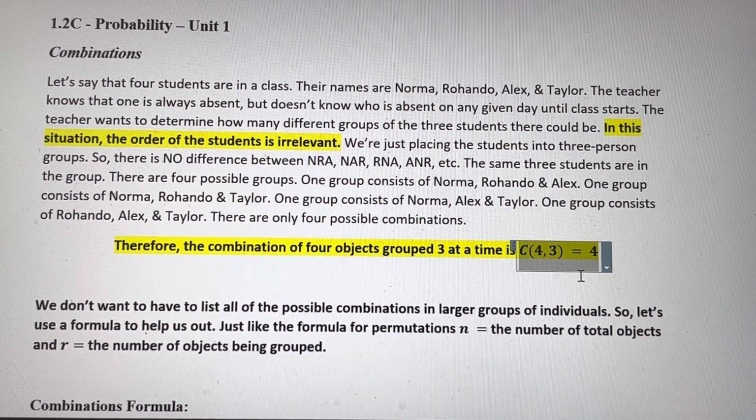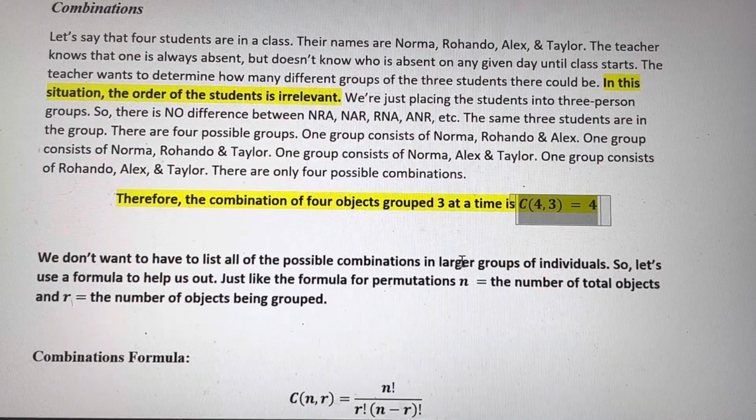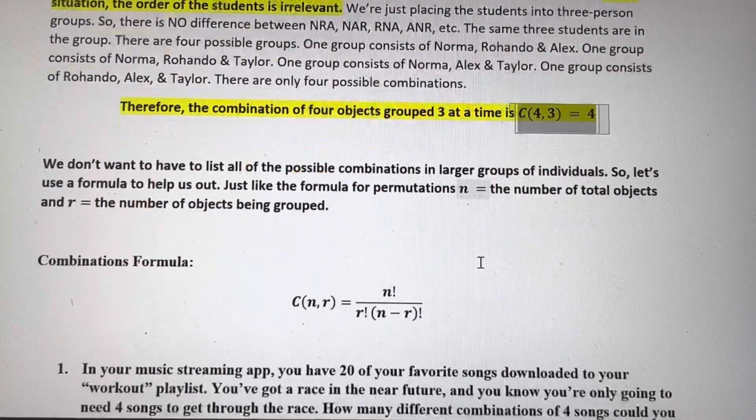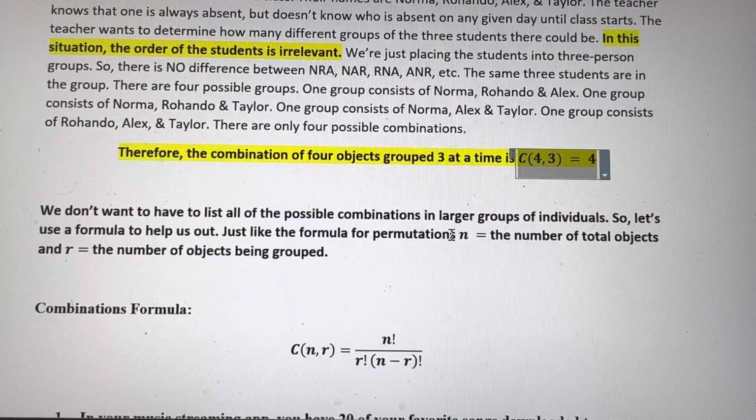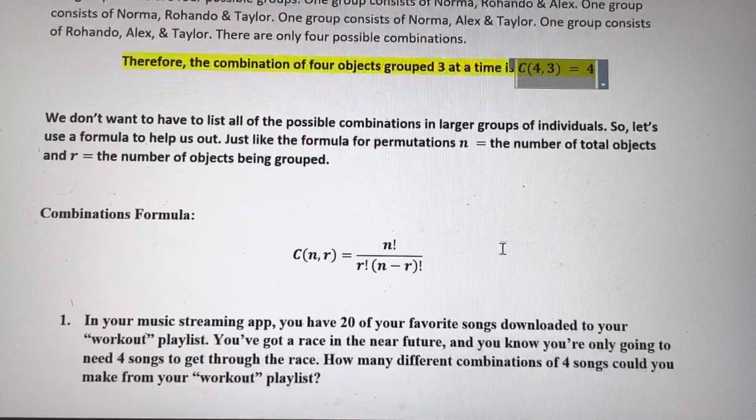All right, with permutations, the numbers can get really big really fast. With combinations, we're going to have some pretty big numbers, but not to the same extent usually as with permutations, okay? So because we don't want to list all the possible combinations all the time, let's say there were 20 students and 18 of them were going to be in class all the time. I don't want to list all the different possible combinations of those 18 students. So we've got a formula just like we did with the permutations, okay?